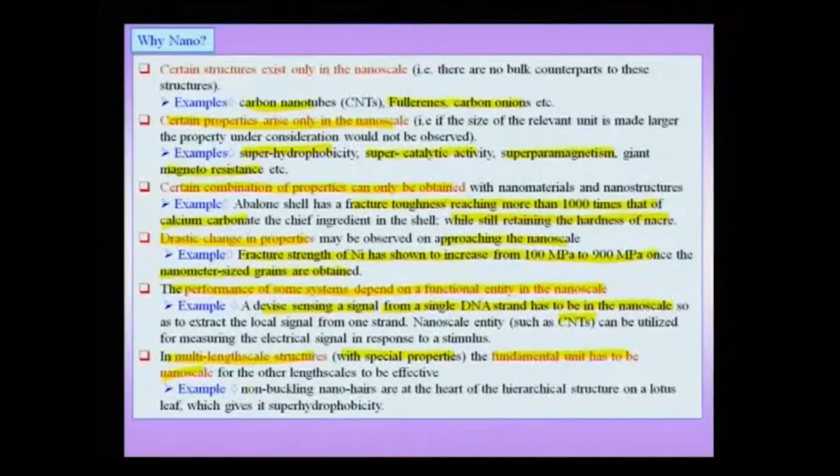And at the heart of this, we saw in the case of the lotus leaf, there are non-buckling nanohairs, which is of course hierarchically built into the surface of a leaf, which gives it super hydrophobicity. So, there are clear cut reasons why we want to go down to the nanoscale, but we have to differentiate all these cases, because only then can we get the best out of our design to see how actually these new things which are coming at the nanoscale and how we can achieve those new things with minimum effort.